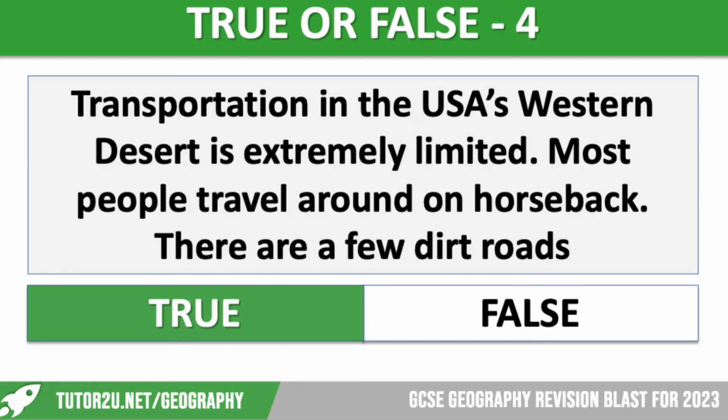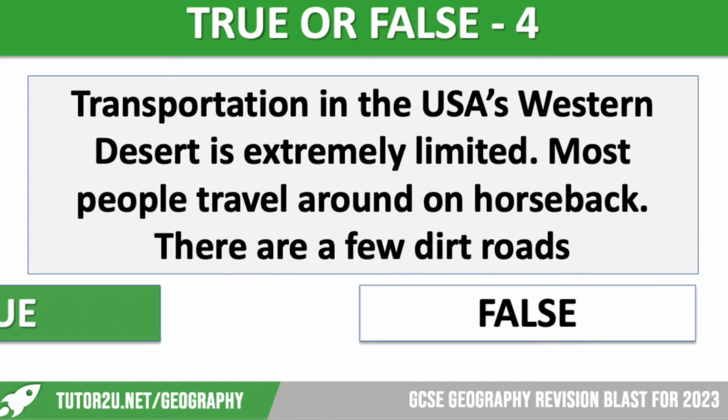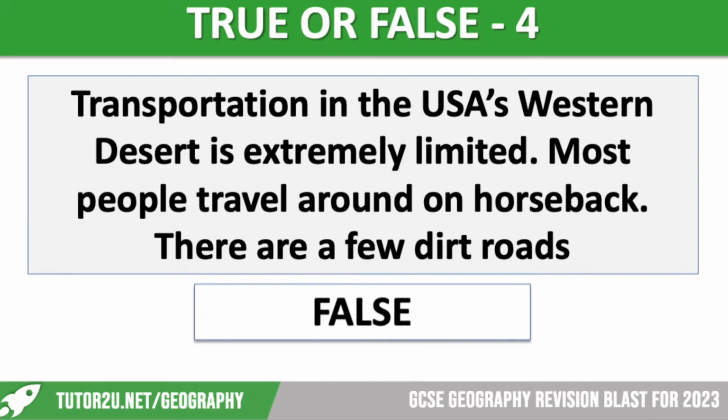Number 4. Transportation in the USA's Western Desert is extremely limited. Most people travel around on horseback. There are a few dirt roads. Is this true or false? It is false.